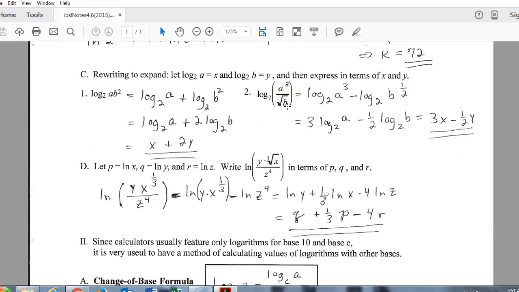One more example of that right here. Remember, anything on top gets a plus sign, anything on bottom gets the minus sign. So in this case, we're separating those two guys out with a minus sign. Gives me this look here.